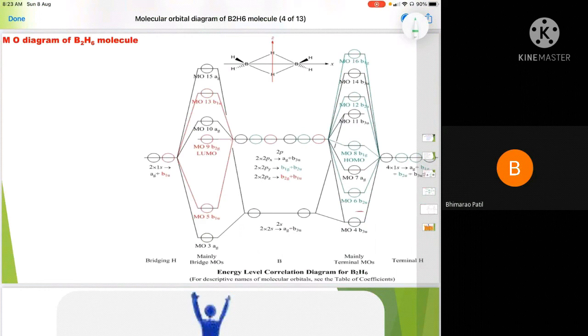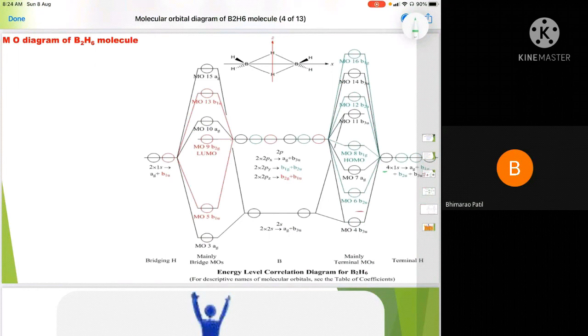And therefore the four 1s atomic orbitals of the four terminal hydrogen atoms combine to form four hybrid orbitals, that is Ag, B1g, B2u and B3u. Similarly, for the two bridging hydrogen atoms, the 1s atomic orbitals of the two bridging hydrogen atoms also form two hybrid orbitals, Ag plus B1u.